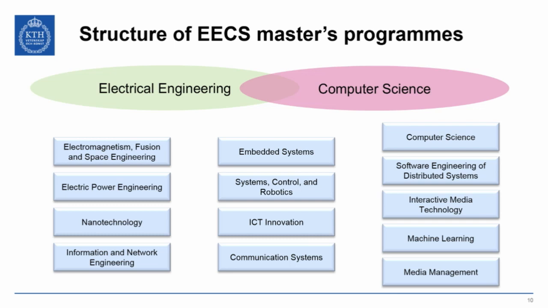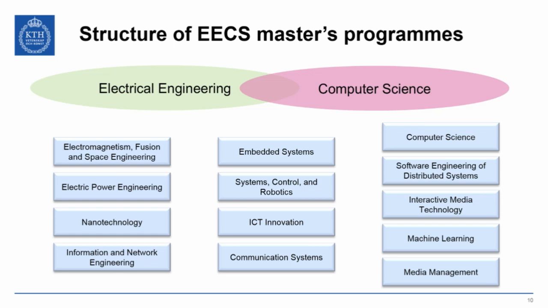On the right-hand side, we have 5 computer science related programs. It's computer science, needless to say, software engineering and distributed systems, interactive media technology, machine learning, and media management. And then we have 4 programs that more or less should be sorted in the borderline between these 2 fields of ours. It's embedded systems, systems control and robotics, ICT innovation, and communication systems. These 4 programs can actually give a degree in either one of these 2 fields of study, depending a little bit on what specialization you select and what courses you read.